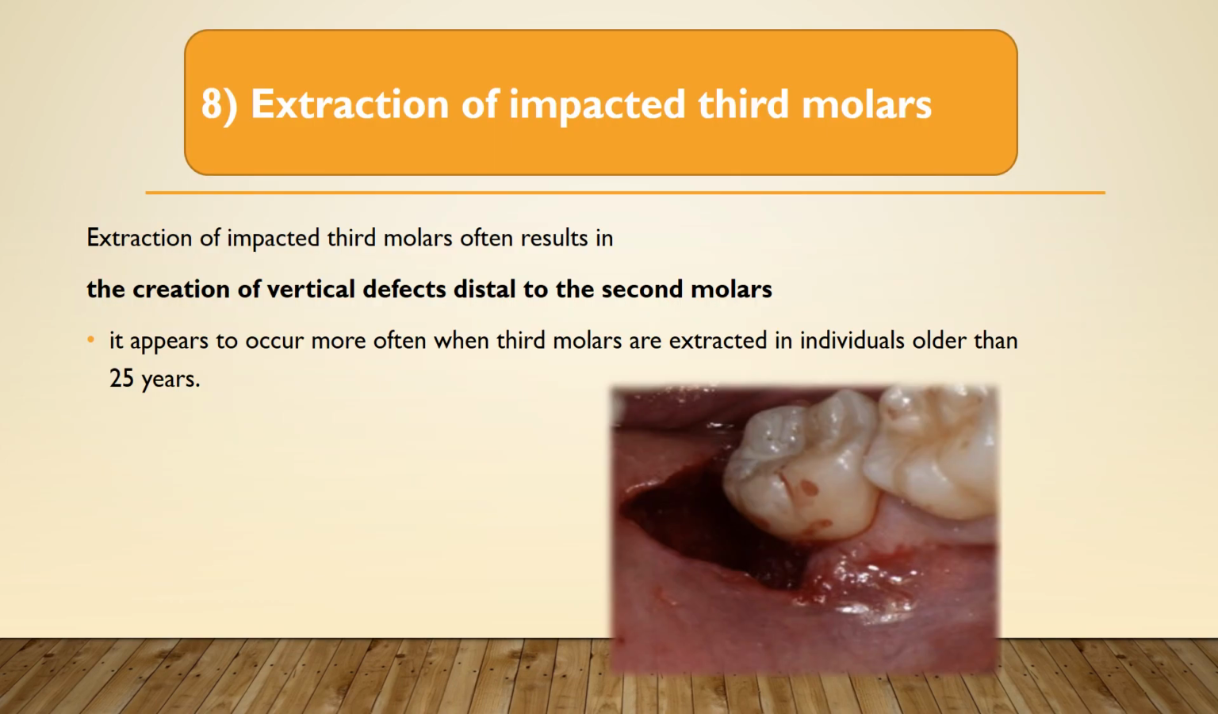Okay. Coming to the extraction of impacted third molars. How can this extraction result in periodontitis? It can create a vertical defect distal to the second molar, adjacent to the area of the impacted third molar. It appears to occur more often when third molars are extracted in individuals older than 25 years. If it is not getting proper care, this can again lead to food impaction, food retention, and it can lead to periodontitis.